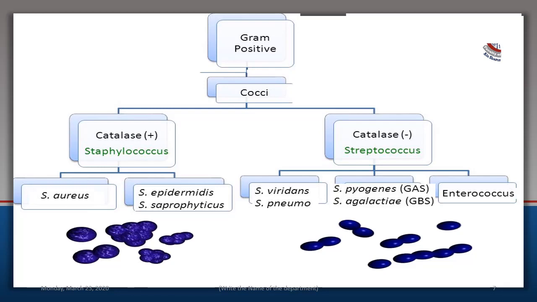Catalase negative cocci are the streptococcal group, which can also be divided according to their hemolytic effect on blood. They may cause complete hemolysis, like Streptococcus pyogenes (group A streptococci), group B streptococci, and Streptococcus agalactiae. They may cause alpha hemolysis or partial hemolysis, like Streptococcus viridans and Streptococcus pneumoniae, or may be non-hemolytic, like Enterococcus.